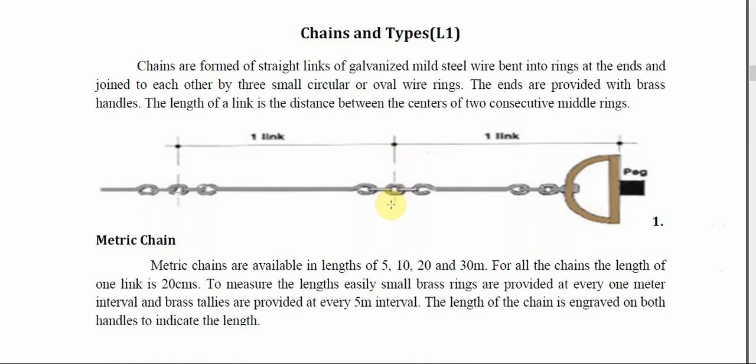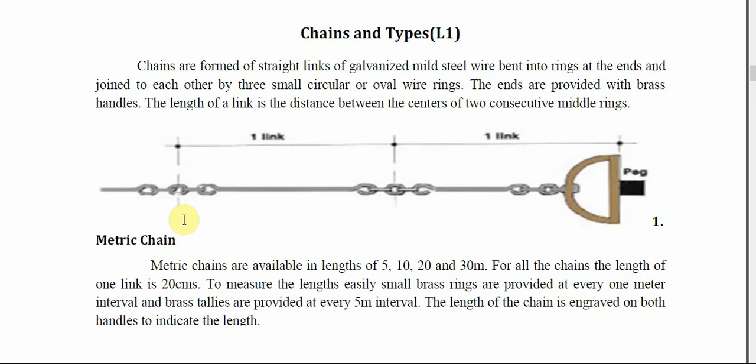So this is the ring and this is the oval rings at the end, which is bent, and the length of one link is center of the ring to center of the other ring. So this is one link. So in one chain there are several links tied together. So different types of chains that are used are, the first one is metric chain.